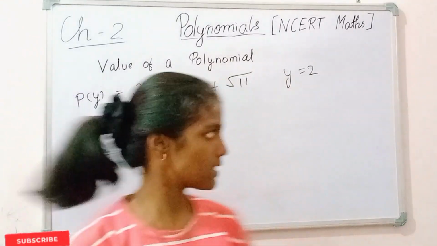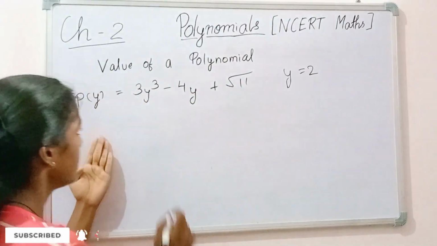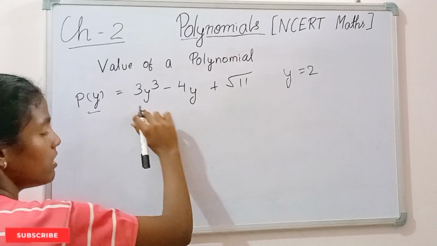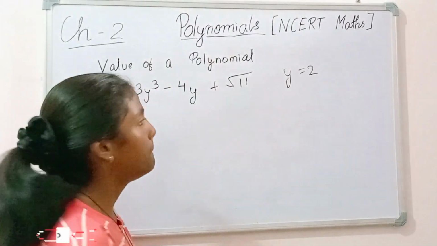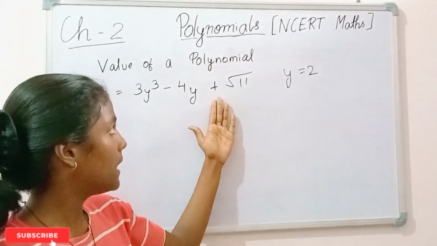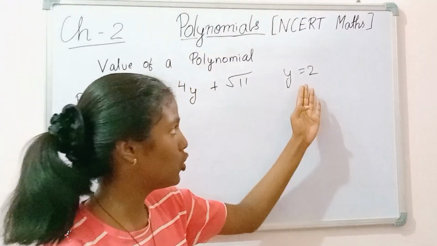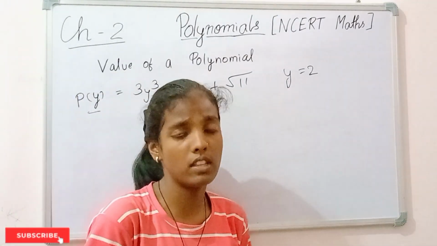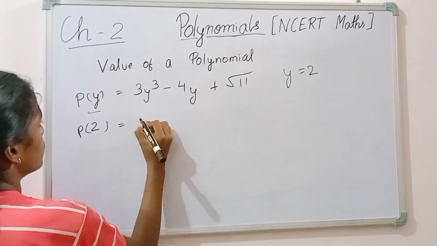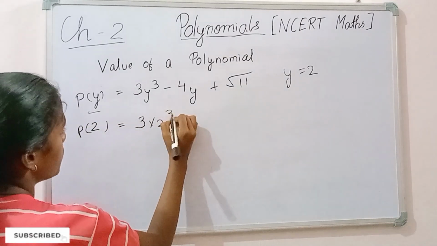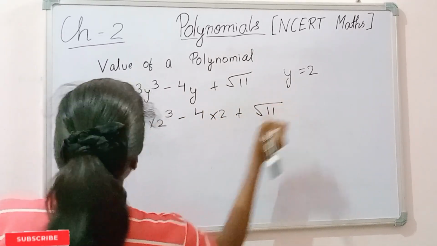Our next question is P(y). You don't have to be afraid if you see another letter, because here it is y, so there will be only y. P(y) is equal to 3y cube minus 4y plus under root 11. So here the value of y is given as 2. We just have to put this 2 in the place of y. P(2) is equal to 3 into 2 cube minus 4 into 2 plus under root 11.